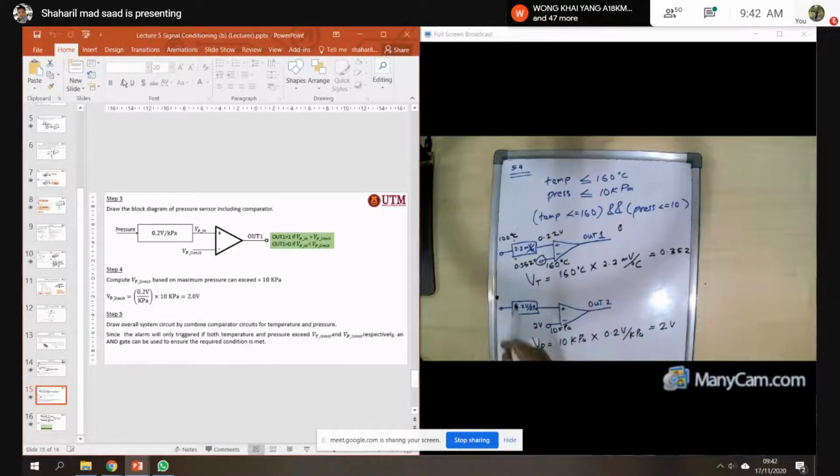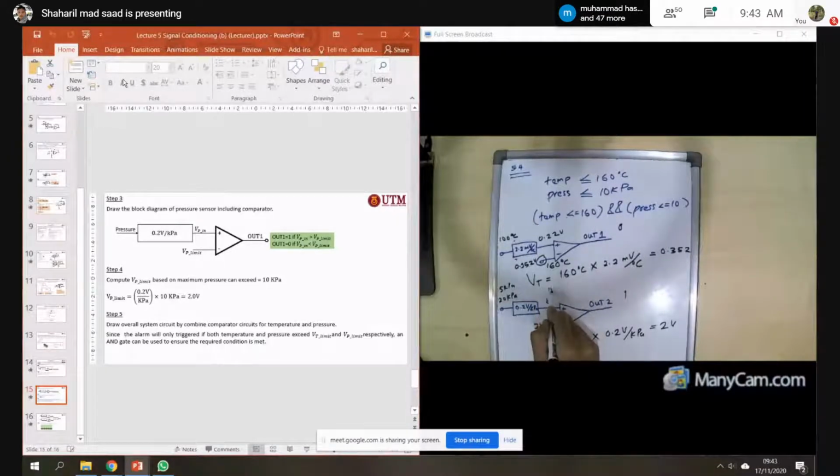So if you get, for example, 20 kilopascal here, then you convert 20 times 0.2. How much is it? 4 volt. 4 volt is more than 2 volt, then you will get 1. If you detect 5 kilopascal, that means you get 1 volt. So 1 volt is less than 2 volt, so you will get 0.